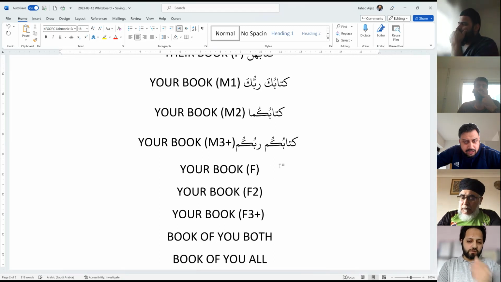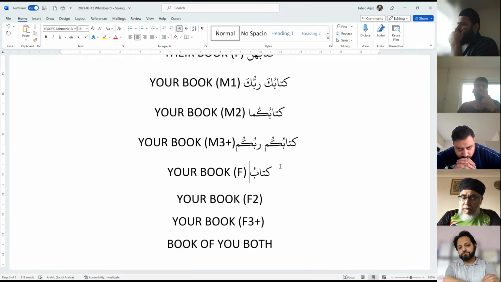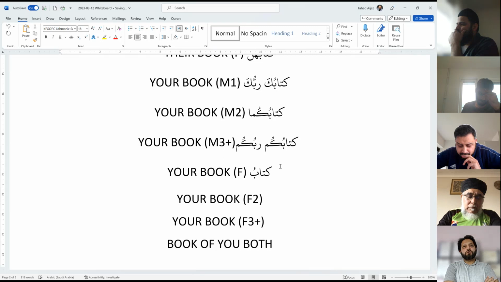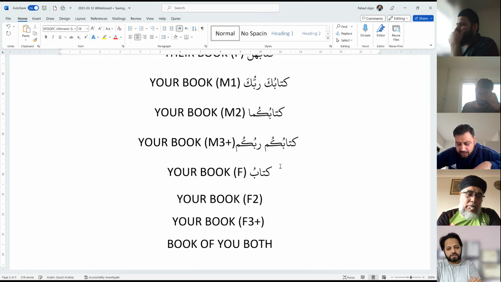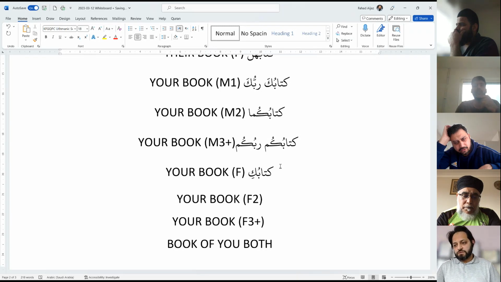Your book for the feminine version. Kitabuki. What is the feminine singular pronoun of "you"? Yes, it was anti, right? The independent version was anti, and the attached form of anti is ki.